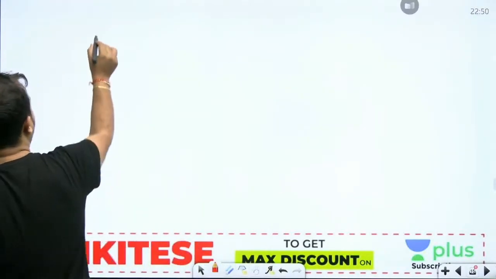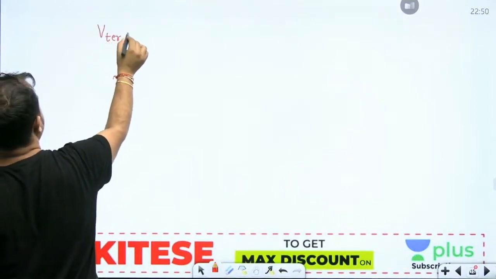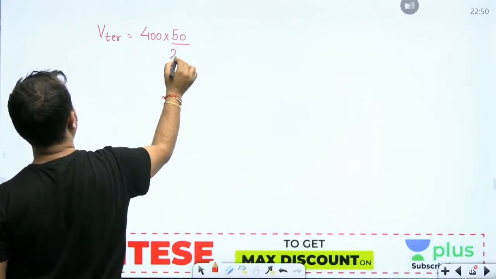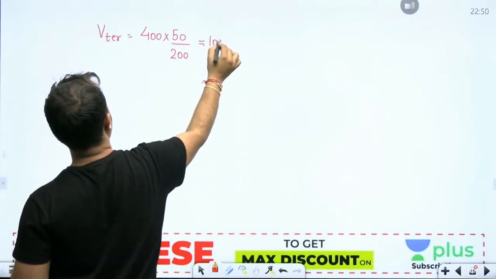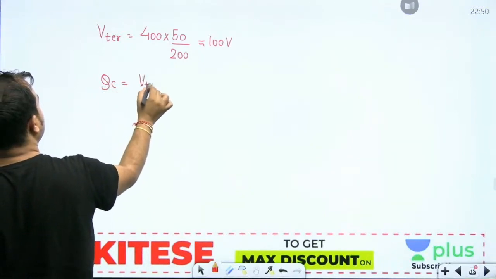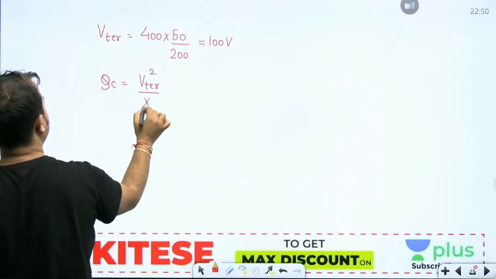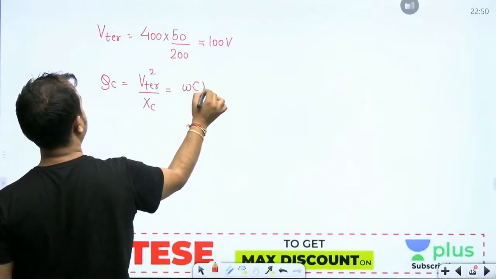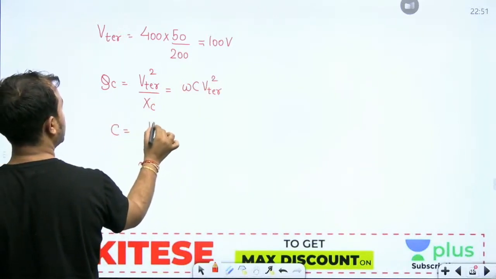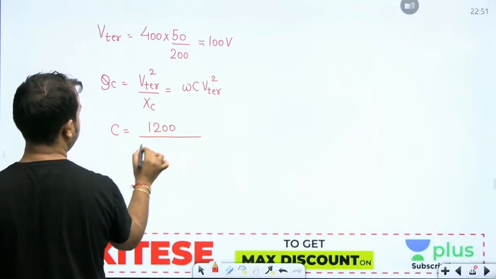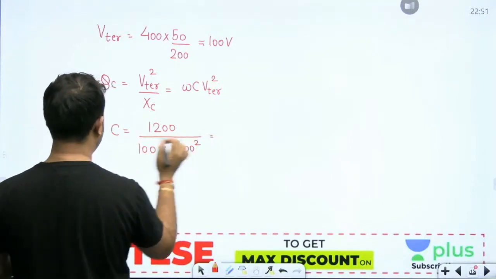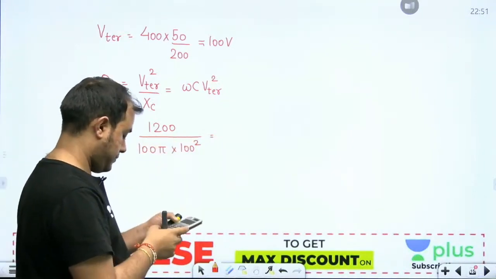Now, what is the voltage across the tertiary? 400 into 50 by 200, that is 100 volt. Now, if there is a capacitor across the tertiary, what is the reactive power? V tertiary square by XC, or you can say omega C V tertiary square. So what we get, C is 1200 by 100 pi into 100 square. So let me calculate.